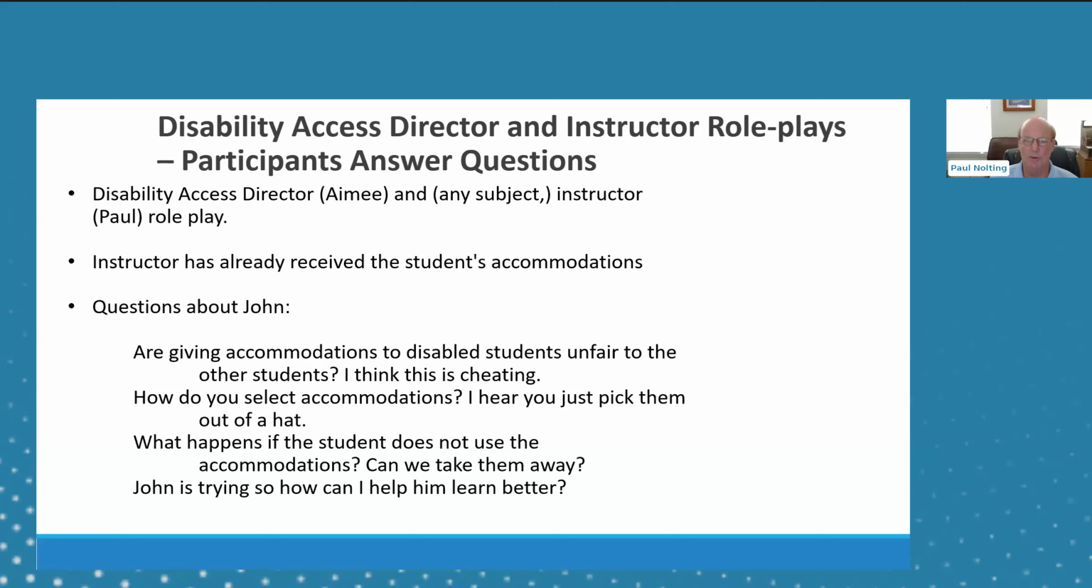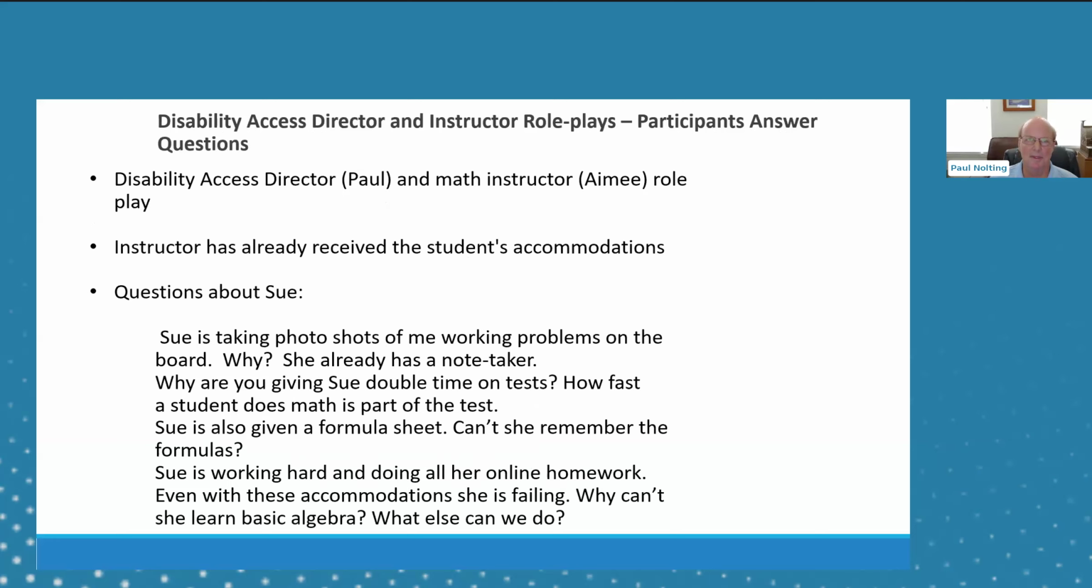So we're going to switch roles now. I'm the access director, so Aimee gets to ask me questions. So Sue, Paul, I'm having an issue because Sue is taking photo shots of me working on problems on the board. Why? She already has a note taker.